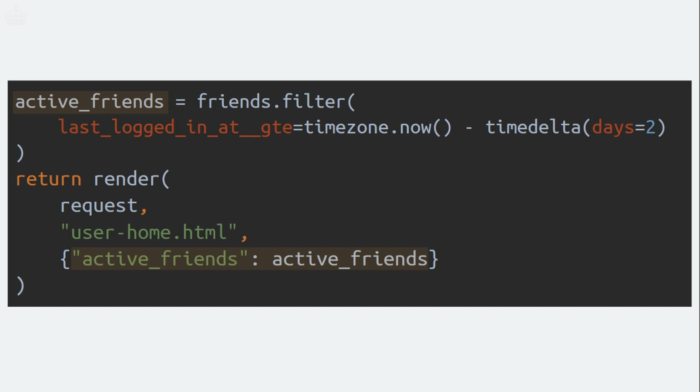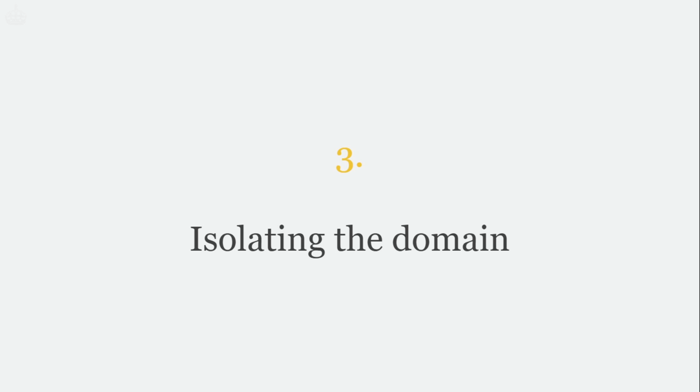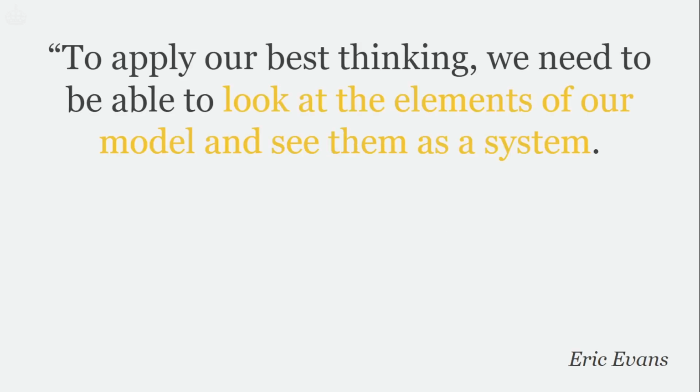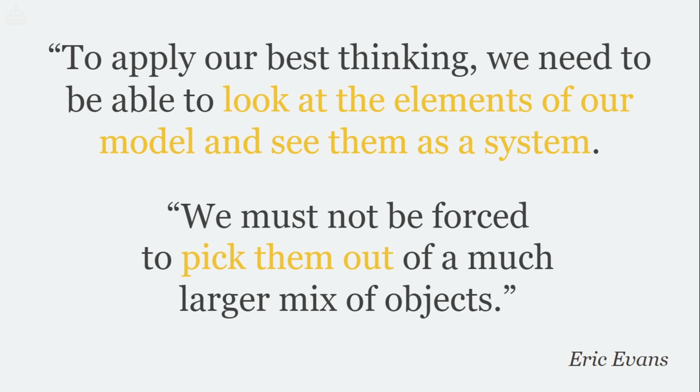So that's ubiquitous language. Number 3, isolating the domain. Eric Evans says, to apply our best thinking, we need to be able to look at the elements of our model and see them as a system. We must not be forced to pick them out of a much larger mix of objects. So what he's saying here is, models themselves and the business logic within them can be quite complex. We need to do ourselves a favor and not mix in all those other technical issues, and give ourselves a chance to think clearly about them. So he says, try to isolate the domain logic from all that other code.